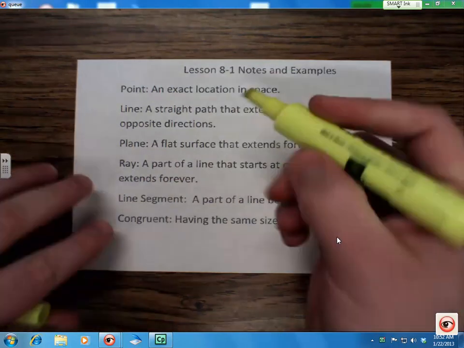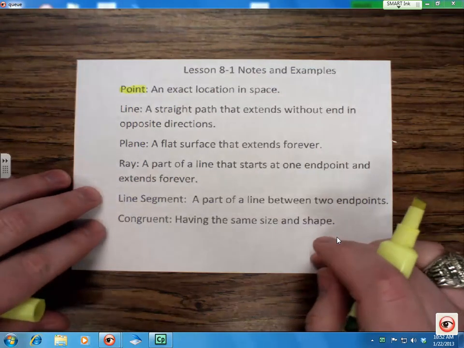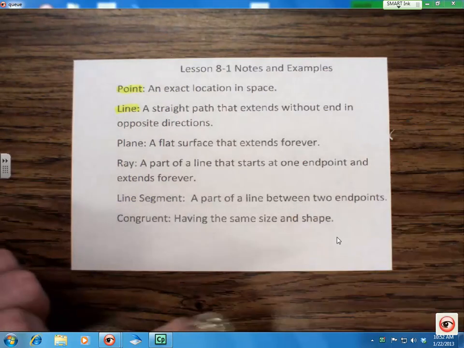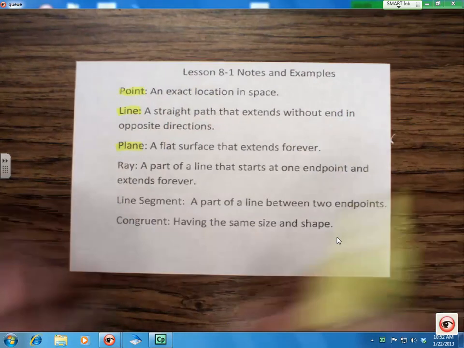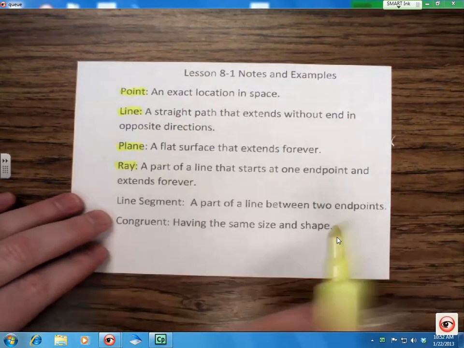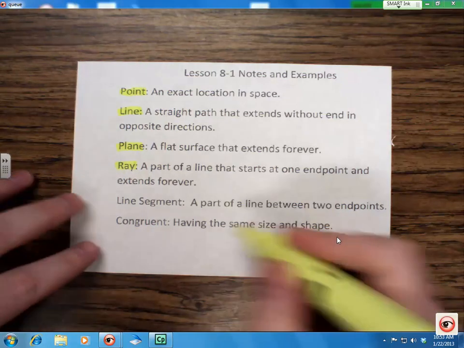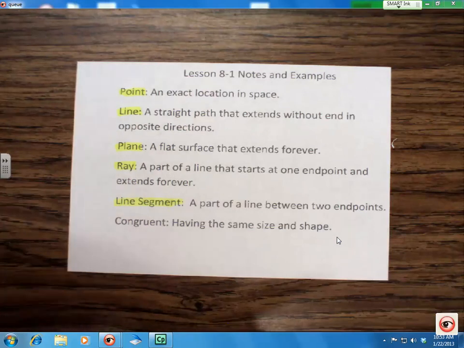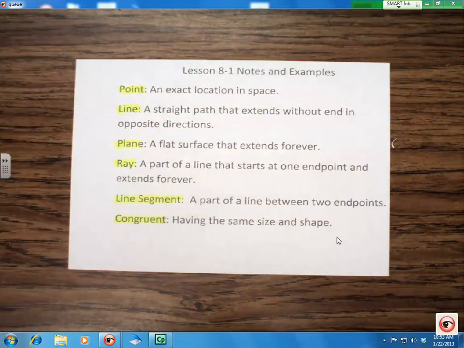Our first one is going to be a point, which is an exact location in space. A line is a straight path that extends without end in opposite directions. A plane is a flat surface that extends forever. A ray is a part of a line that starts at one endpoint and extends forever. A line segment is a part of a line between two endpoints. And finally, congruent is going to be having the same size and shape.